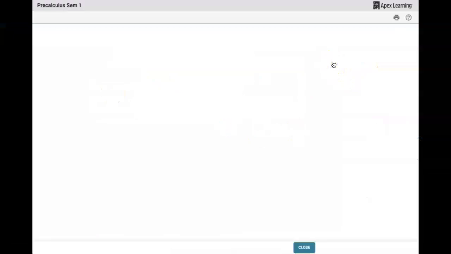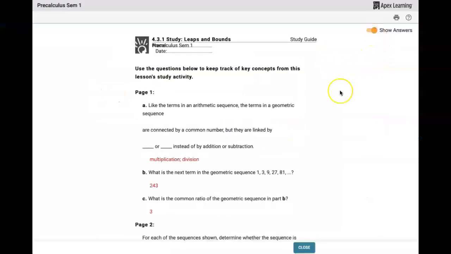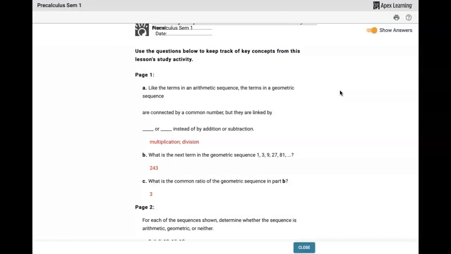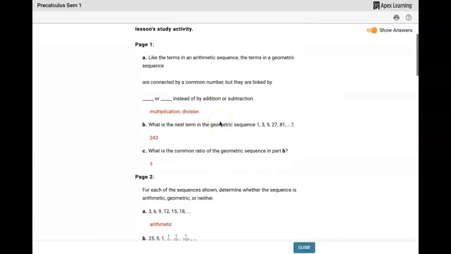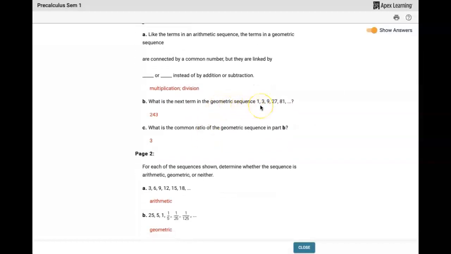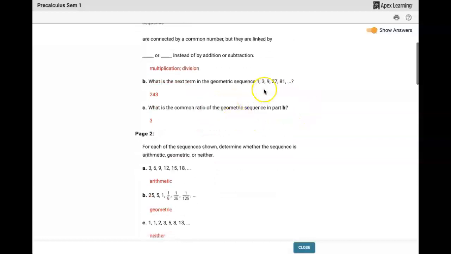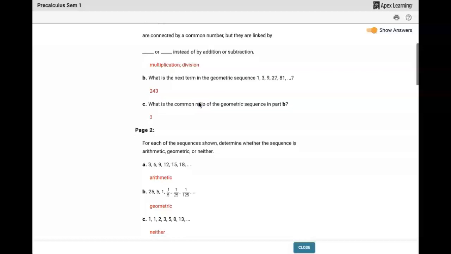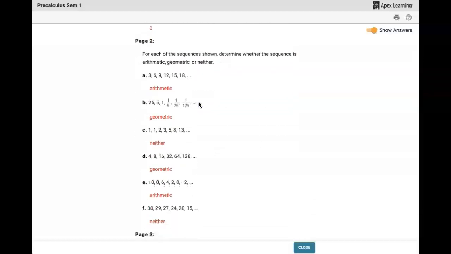So if we look over our study guide here, geometric sequences are connected by numbers and linked by multiplication or division. When we're looking at those geometric sequences, you're either multiplying every number or dividing by every number. If we look at this geometric sequence here, 1, 3, 9, 27, 81, you're clearly multiplying by 3, so you're going to multiply 81 by 3. And then that's the question: what's the common ratio? The common ratio is 3.